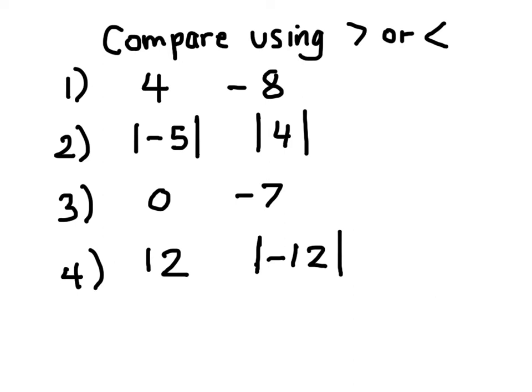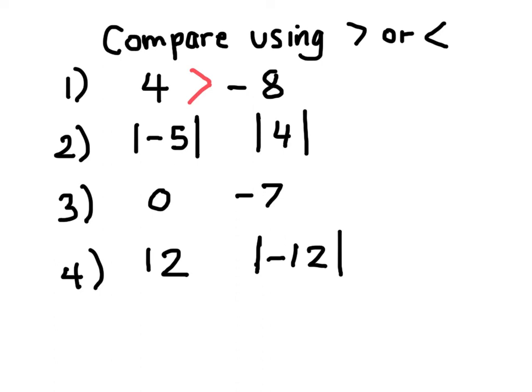All right, now let's compare, and we're not using a number line. We're just comparing the numbers straight up. So for number 1, we're comparing 4 and -8. All right, which symbol goes between? Greater than or less than? It's greater than. 4 is greater than -8, because on the number line, 4 would be further to the right.